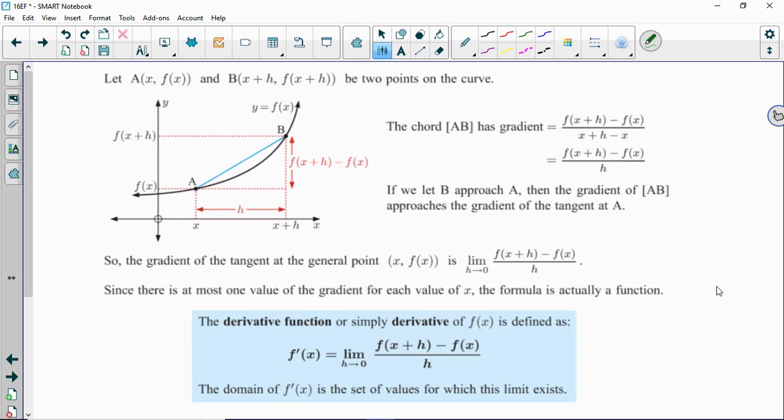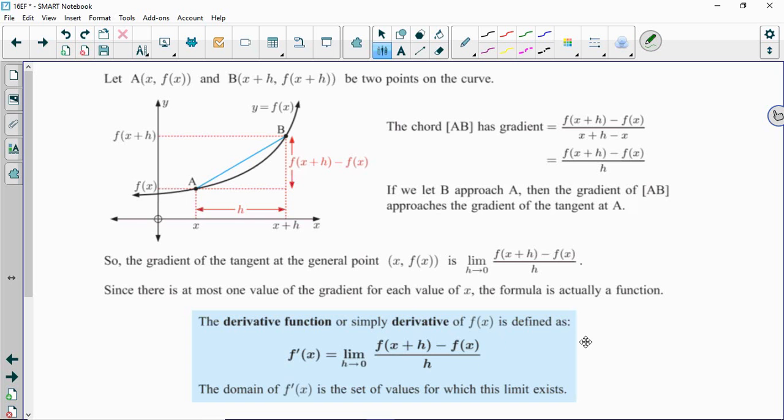Okay, so what we're looking at here is exactly what we saw back in section C. We're just replacing all of the a's with x's. So there's nothing particularly new here. What we do have down at the bottom of the blue box is the definition of the derivative. And this appears in your formula book on page 12. It is called the derivative of f of x from first principles.